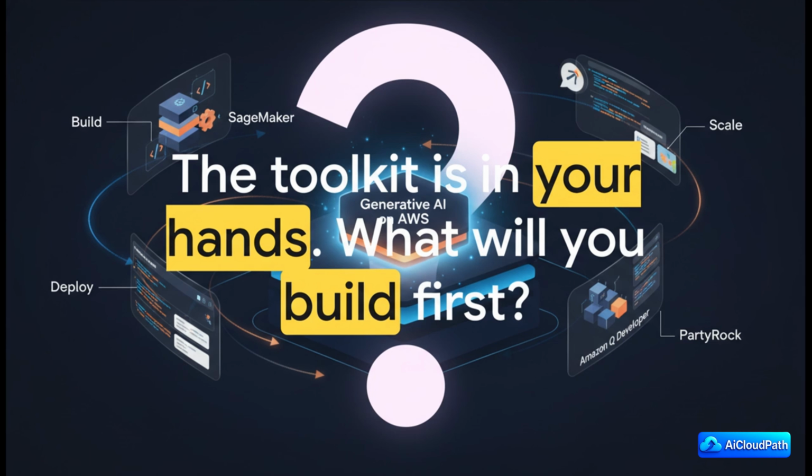And there you have it. That was our grand tour of the generative AI landscape on AWS. We went from accessing those foundational models with Bedrock to diving into the developer's workshop with SageMaker, all the way to empowering your entire company with Amazon Q. The whole toolkit is right there in your hands. So now the only question left to ask is, what are you going to build first?